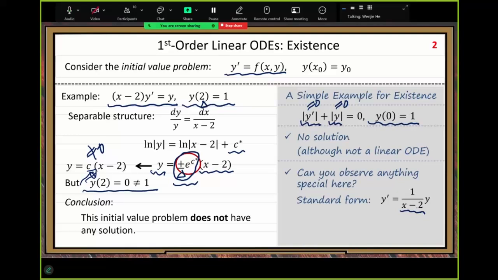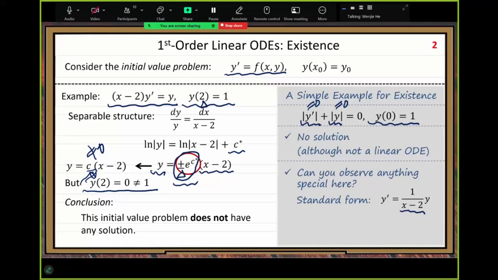Then your initial value 2 happens to be the point that makes the denominator of the f function 0. The denominator becomes 0. That's the reason this IVP, initial value problem, does not have any solution.